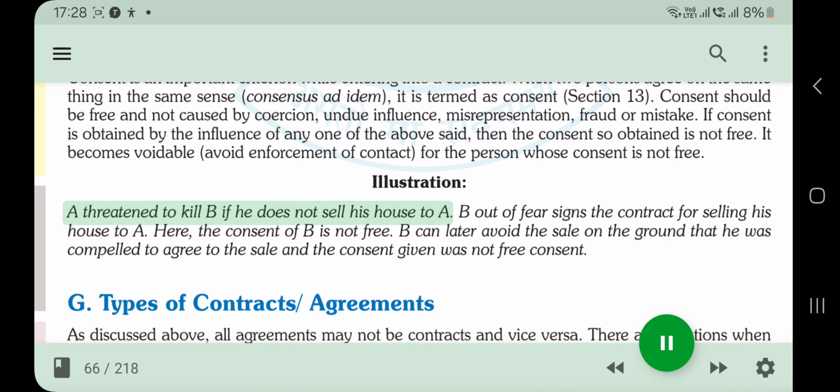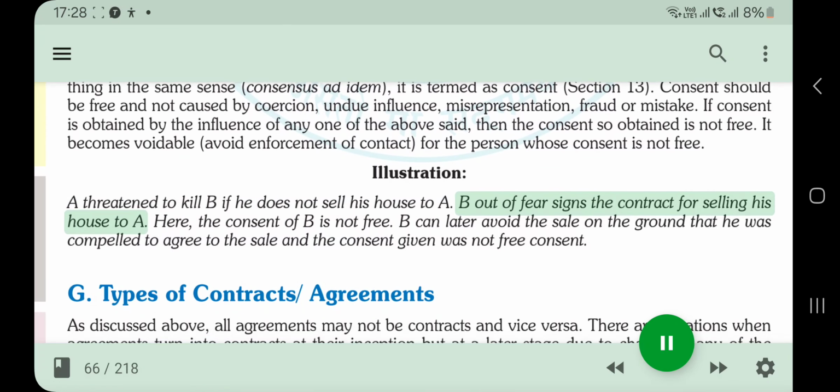Illustration. A threatened to kill B if he does not sell his house to A. B, out of fear, signs the contract for selling his house to A.